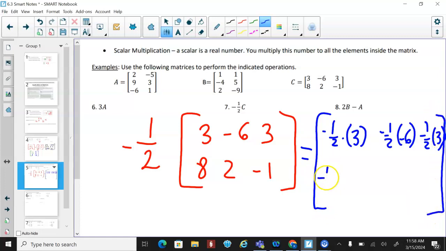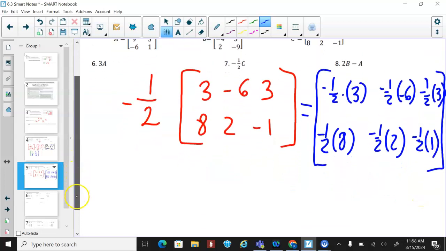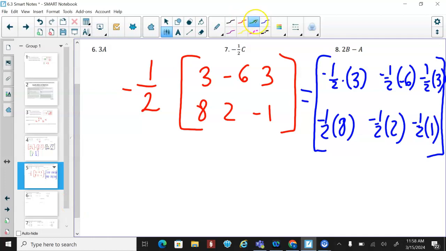On the bottom, we have negative 1/2 times 8. We have negative 1/2 times 2. And negative 1/2 times 1. Okay? Scrolling down a little bit, we're just going to multiply these out. So remember, this is a fraction. Okay, so the first, it's going to be negative 1/2 times 3. It's negative 3 over 2.